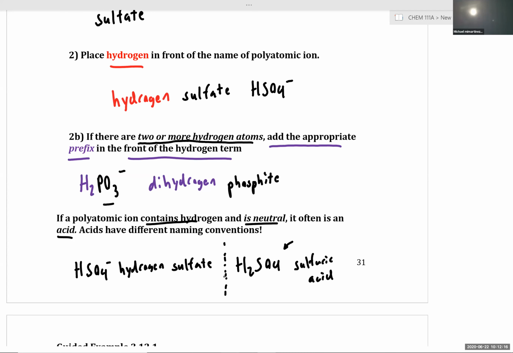Does that make sense to everyone so far? What do you mean by neutral? Like the charge? Yep, if the total charge is 0, then it's known as a neutral species, yes. So notice how our polyatomic ion containing hydrogen has a net charge, while our acid has 0 net charge. That is the key distinction to keep in mind between a hydrogen-containing polyatomic ion and an acid. And that determines what naming rules you'll use.